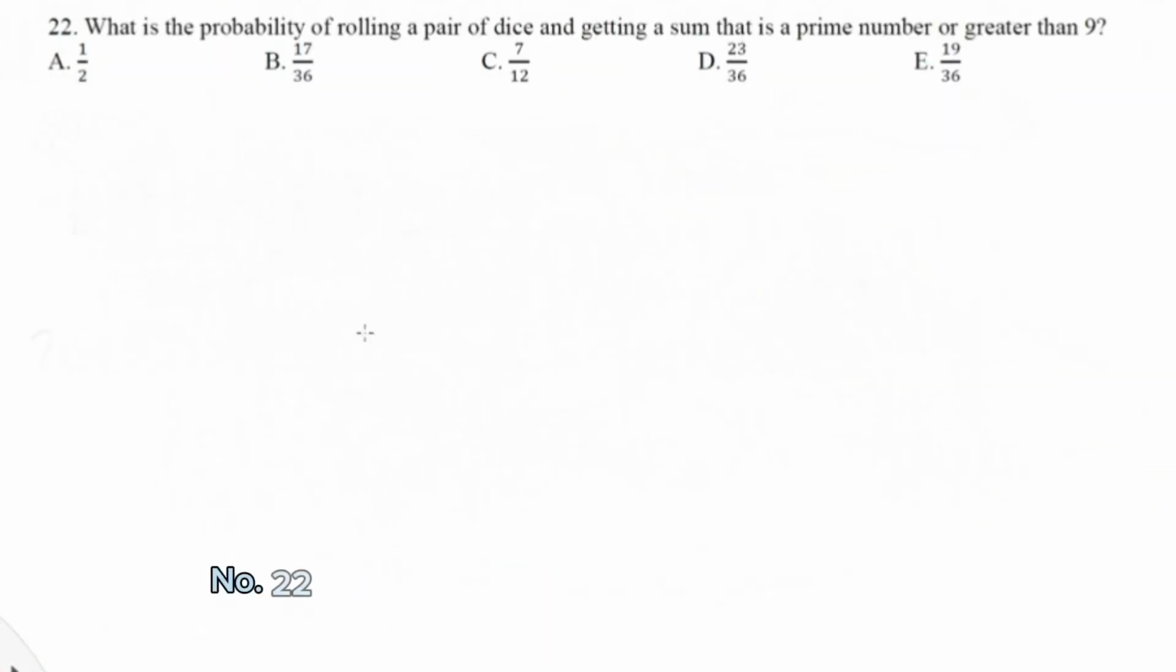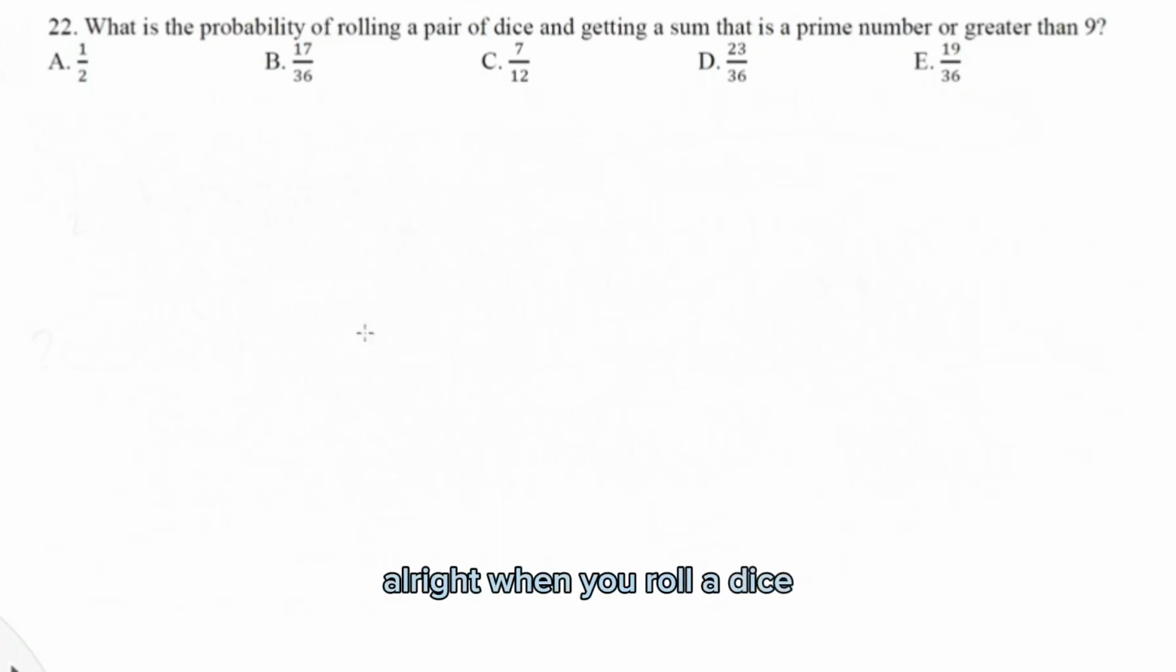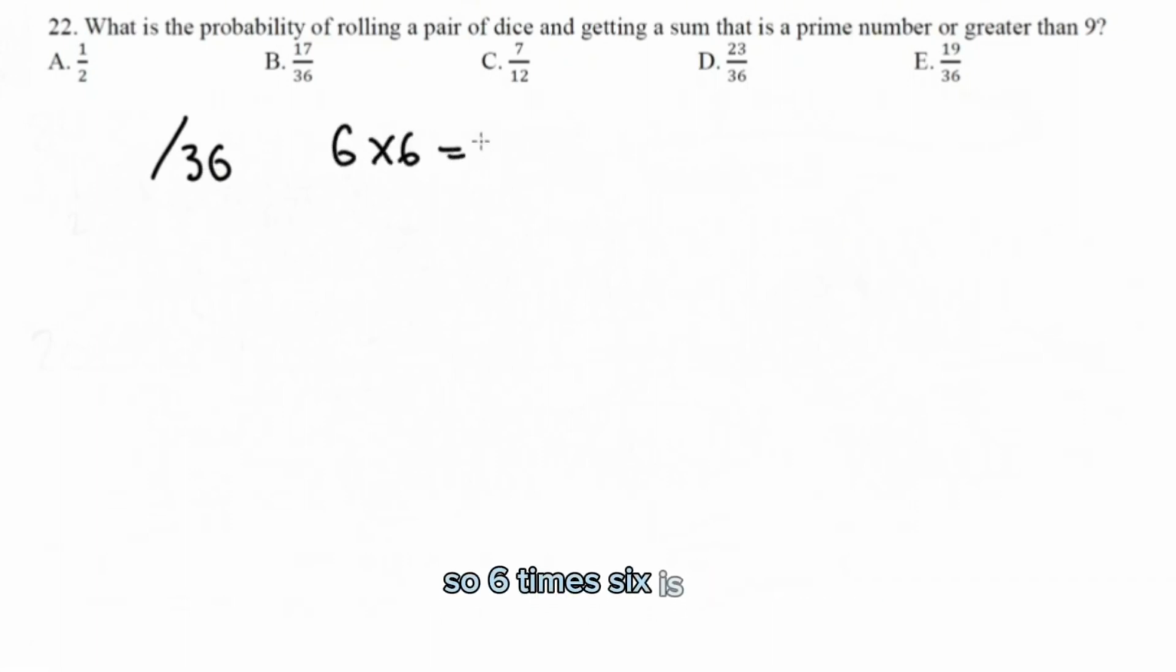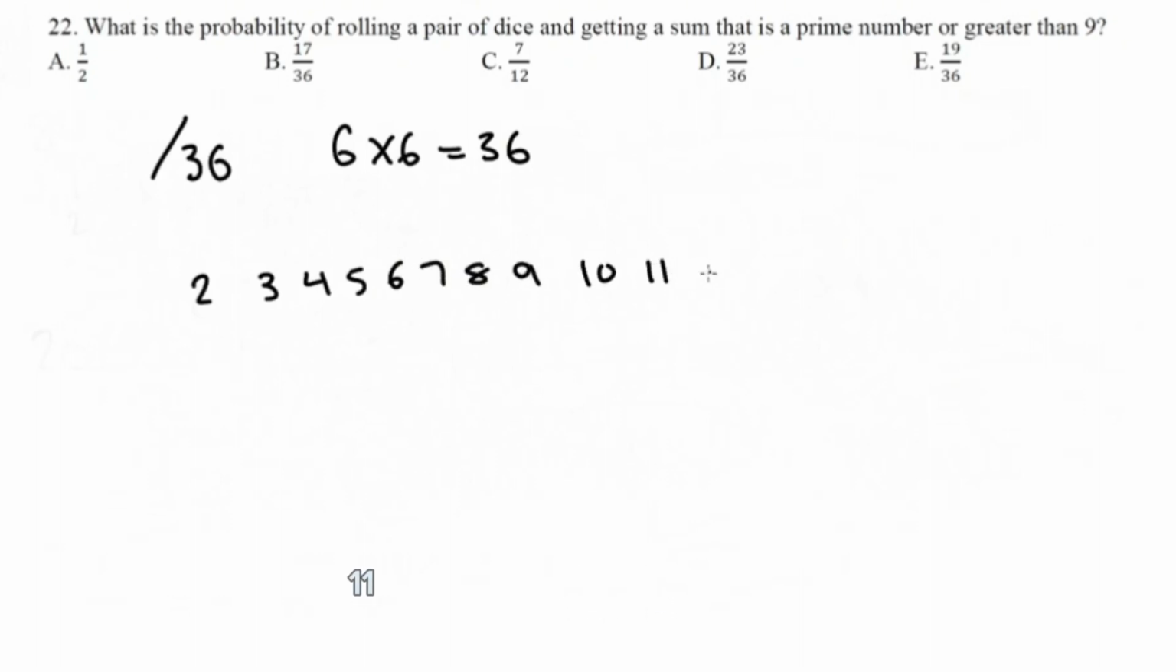Next, number 22. What is the probability of rolling a pair of dice and getting a sum that is a prime number or greater than 9? Alright, when you roll a dice, there are a total of 36 possibilities because each dice has 6 possibilities. So 6 times 6 is 36. Now, there are certain numbers that you can get from rolling a pair of dice. Those numbers are 2, 3, 4, 5, 6, 7, 8, 9, 10, 11, 12.